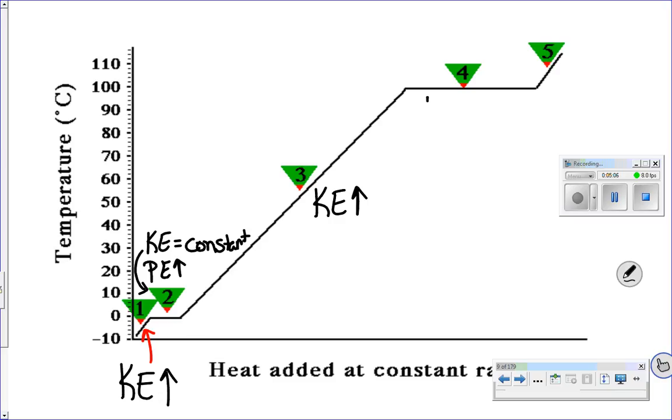Region number 4, kinetic energy will again remain constant. Potential energy is now increasing again. So potential energy changes during phase changes, you will notice. And again, we get back to region 5, and our kinetic energy is increasing again. So some form of energy is changing if we're putting energy in at a constant rate. If temperature is remaining the same, that's telling us that potential energy is what is changing.